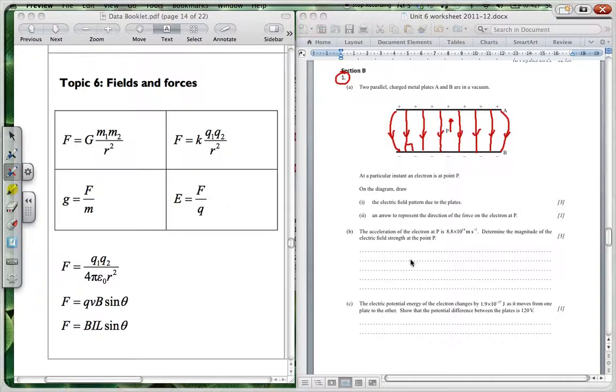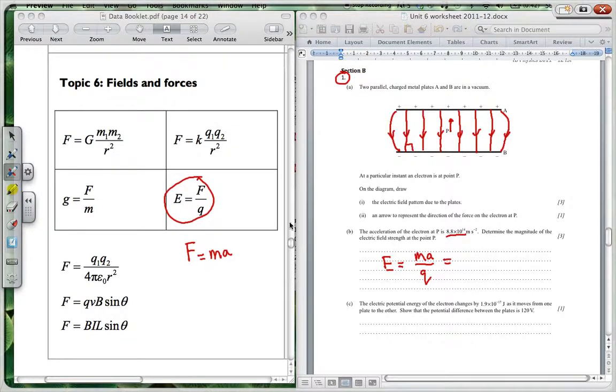So we've got the situation here that from this formula over here that E is equal to F over Q. And also I've been given my acceleration, so what does that make us think of? Well, force is equal to mass times acceleration. So my electric field strength is going to equal the mass times the acceleration divided by the charge. So we need to put those values in.